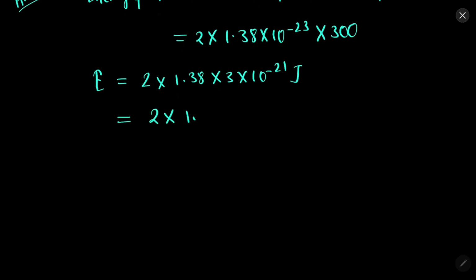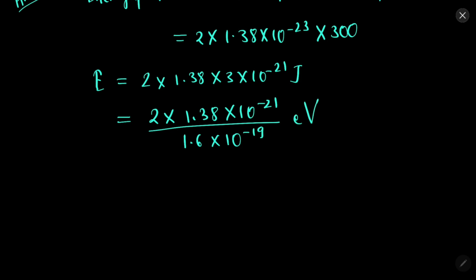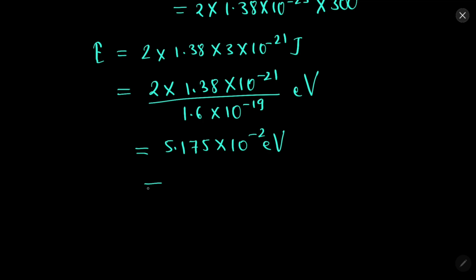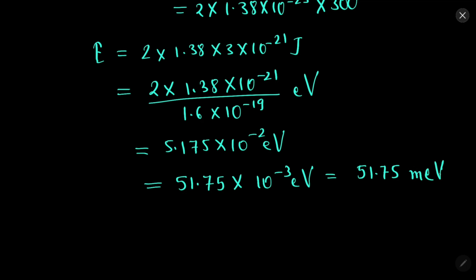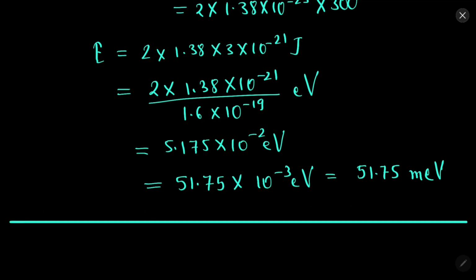Converting it into eV, we can divide it by 1.6 into 10 to the power minus 19. So it will be 5.175 into 10 to the power minus 2 eV, or 51.75 into 10 to the power minus 3 eV, or 51.75 milli electron volt, approximately around 50 milli electron volt.